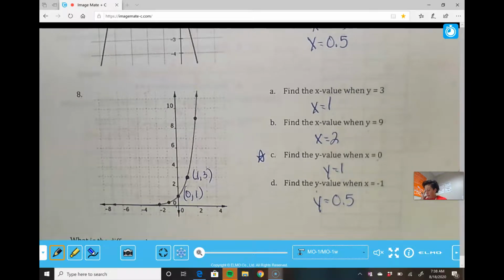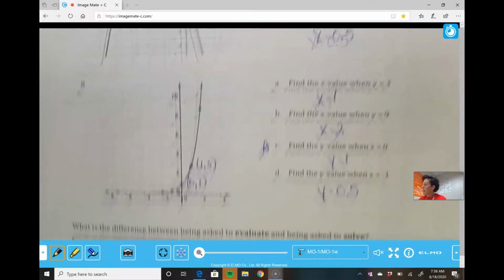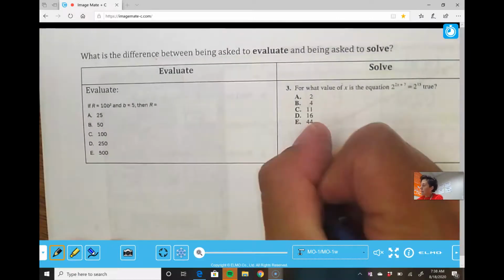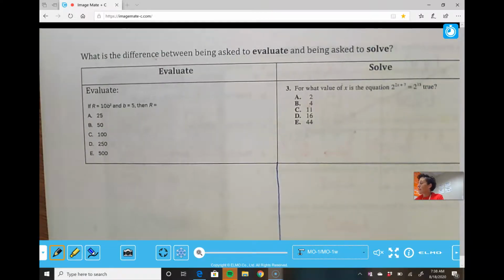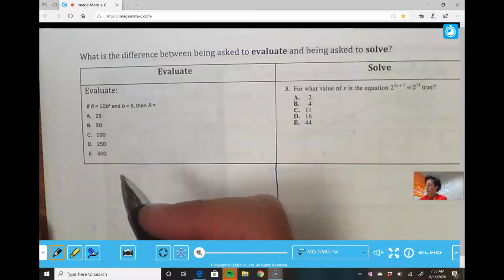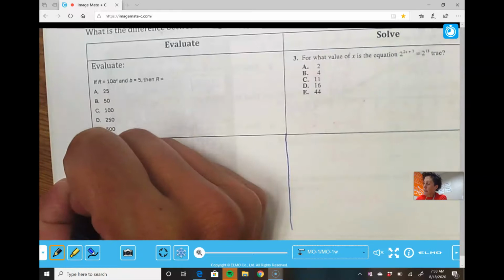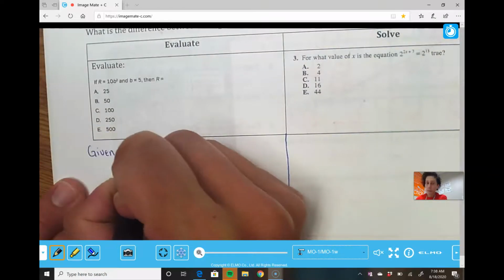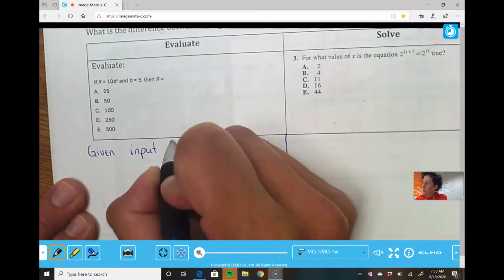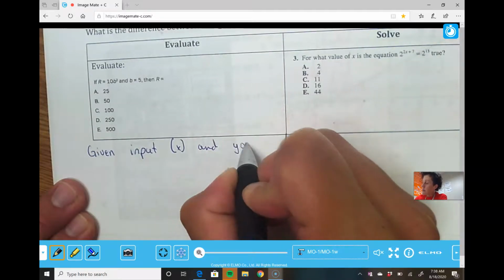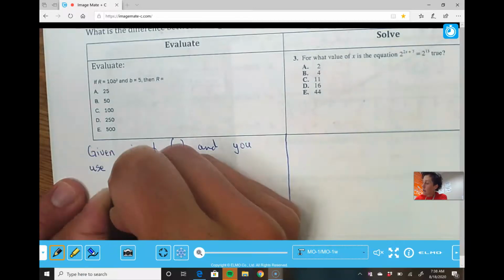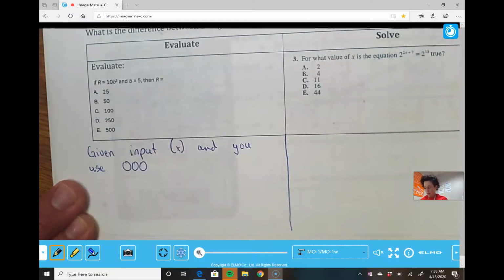All right, finally, let's talk a little bit on the next part. So we will be doing some writing down here. So what is the difference of being asked to evaluate and being asked to solve? So evaluating is when you are given the input. So again, traditionally that is x, and you use your order of operations to find the output.